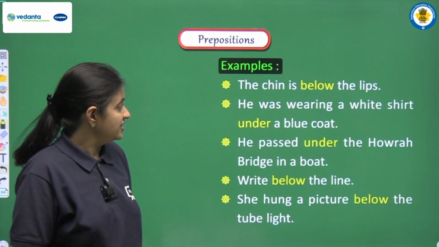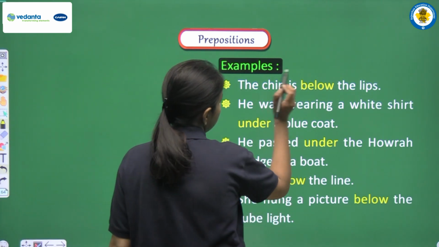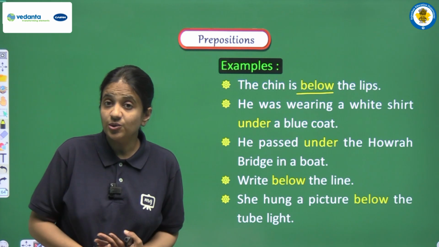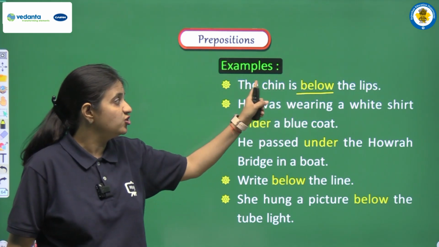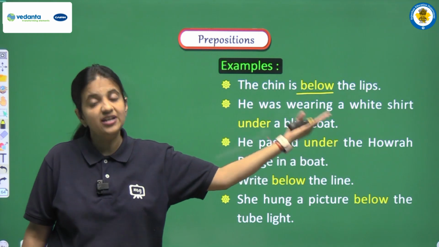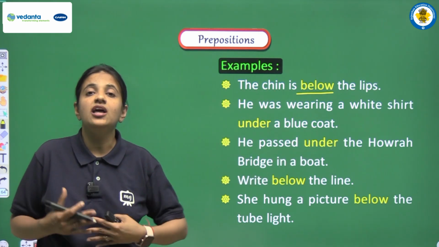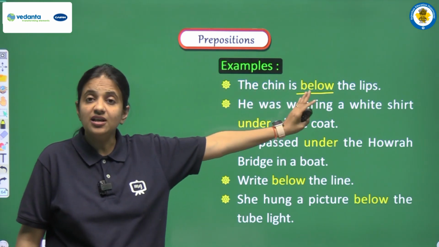Clear. So let's see some examples to clear the thing. The first example: the chin is below the lips. So here we are showing the position only, and for that we are using below, and we are saying that the chin is below the lips, right? Jo chin hai hamari wo lips ke below hoti hai. So we are just showing the lower position of the chin, that is, below the lips.